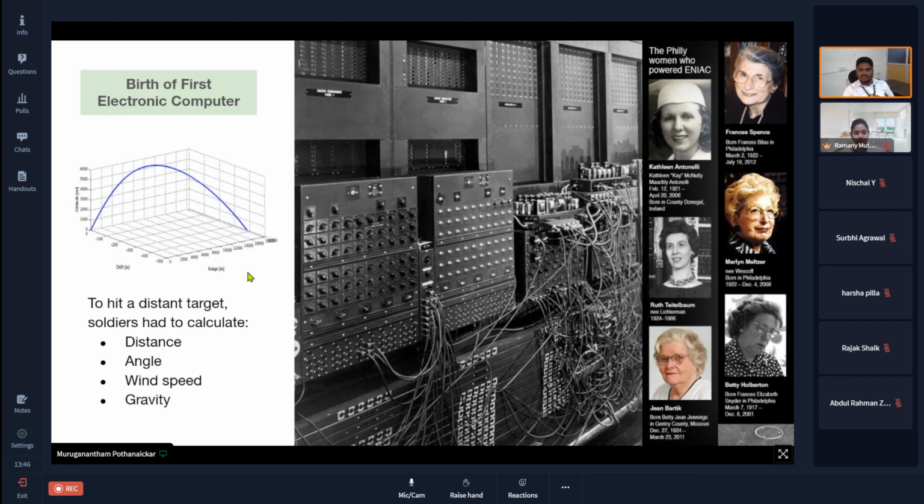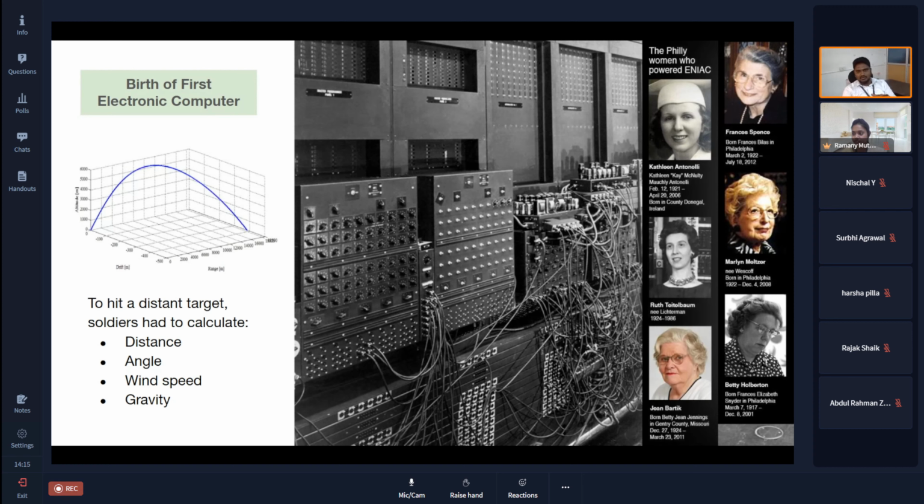After assembling it, they realized nobody knew how to program it. These 6 women are the first computer programmers. They taught themselves and did the computer programming to calculate the artillery distance and target. So they assembled the machine, which is called the first electronic computer, and they programmed it as well. That was the first electronic computer, around World War II.